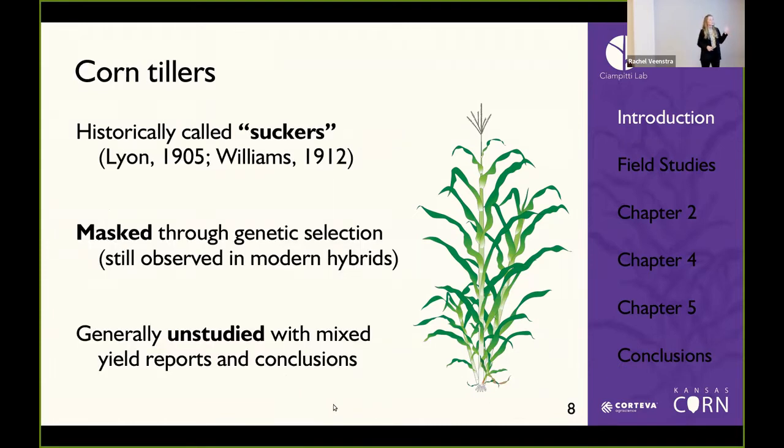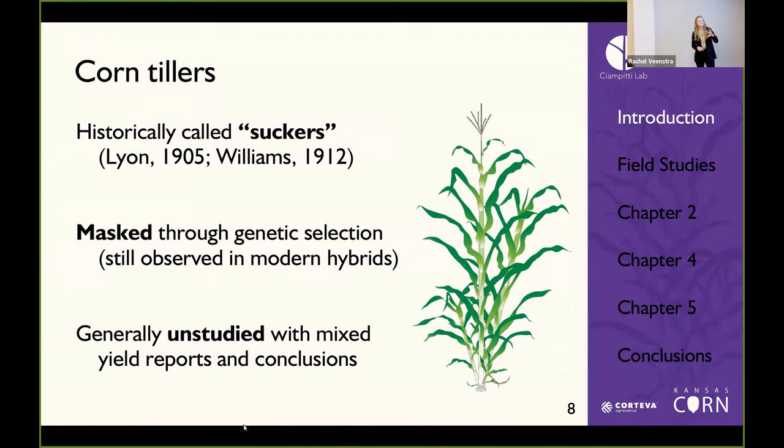But tillers in corn historically have been called suckers. Something that I found really interesting is looking at the literature on this that was published in the early 1900s. These scientific articles were calling them corn suckers instead of corn tillers in the published literature. I thought that was just really interesting. But the ability to put on these tillers has been masked over time through genetic selection and also farmer preferences with how they're managing their fields. We'll talk about plant density in just a second, but that's a great example of that. We can still see tillers in modern hybrids if those plants are exposed to certain environmental conditions.